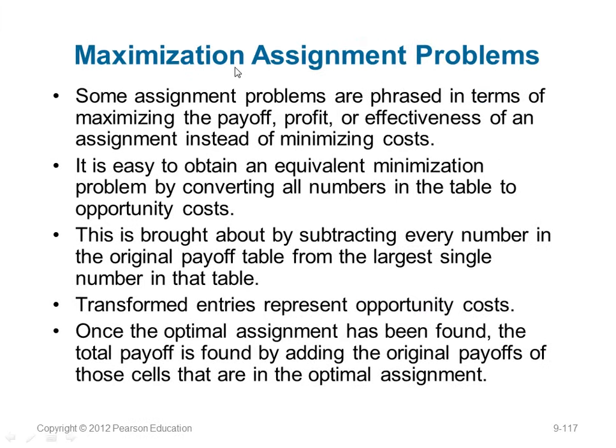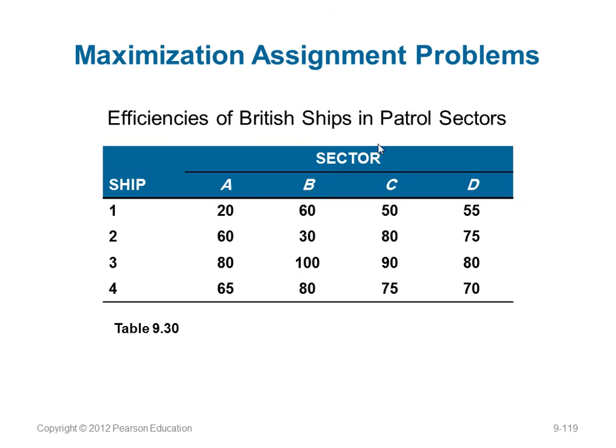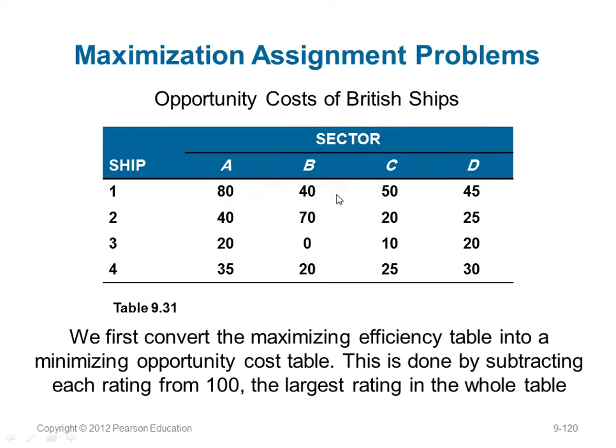Next, if you want to do maximization assignment problems, there are some other procedures as well. If you want to solve a maximization assignment problem, you can do like before. You can obtain what is called the opportunity cost. This is again subtracting from the largest single number. Then you can use it to assign the further things as well. So here is an example. Let's take this example. Here we have 4 ships and 4 sectors. We want to allocate them. This is what is called a maximization problem.